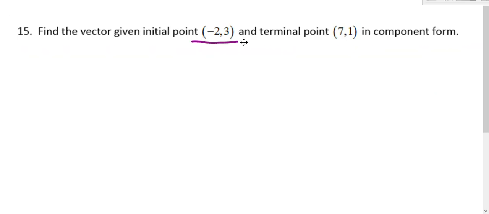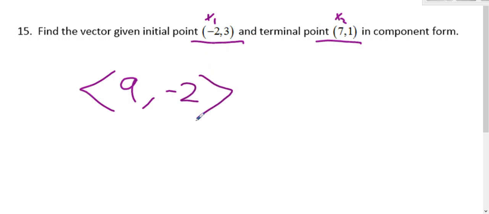If you know the initial point and the terminal point, in order to write the vector in component form, you just need to talk about where it goes. So from -2 to 7, that has to increase in the x direction by 9. You're doing, basically, x2 minus x1. So the x component will be 7 minus -2, which is 9. And then the y component will be 1 minus 3, which is -2. There's component form.